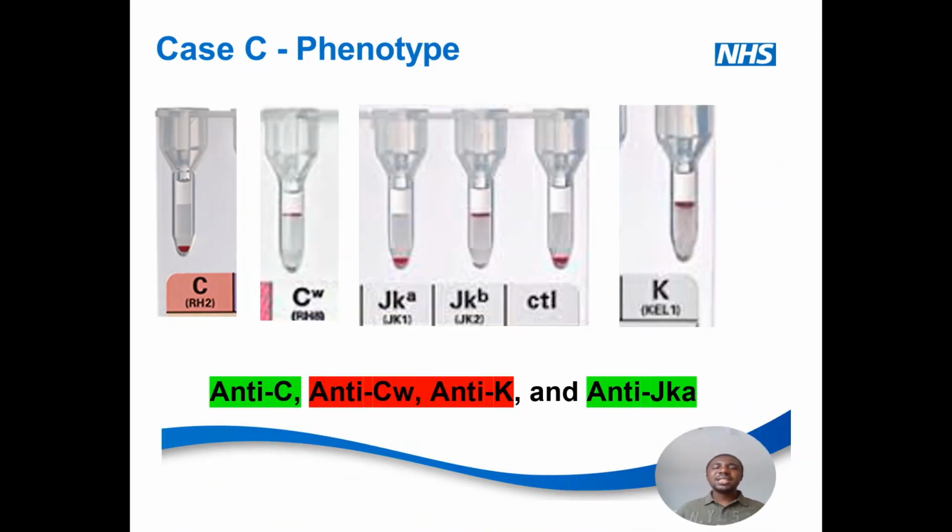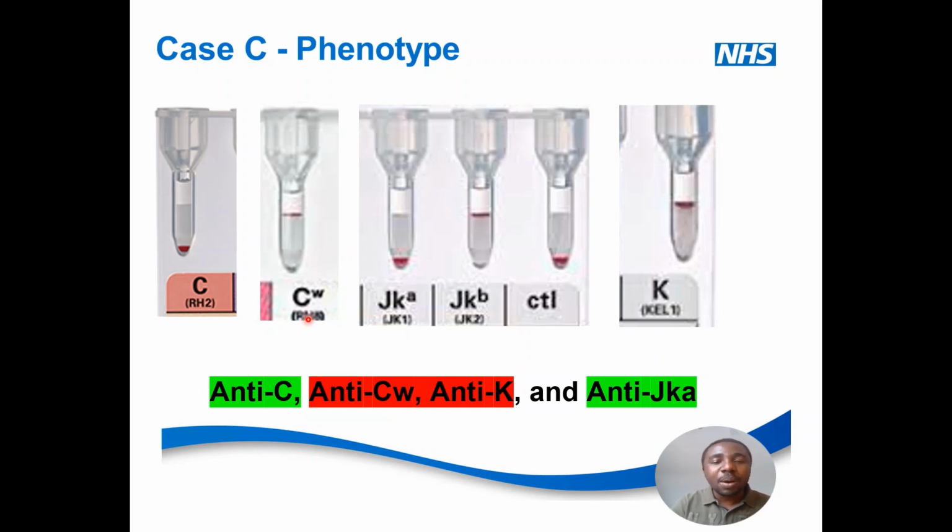And here you go. This is the phenotype. From this phenotype, remember that if you go back, these were the antibodies we are suspecting. We are suspecting big C, antibody CW, big K, and JK. So now let's look at this. Big C is negative. Because it's negative, the patient is likely to develop the antibody. Does that make sense?